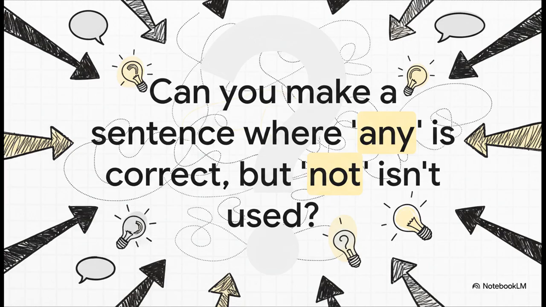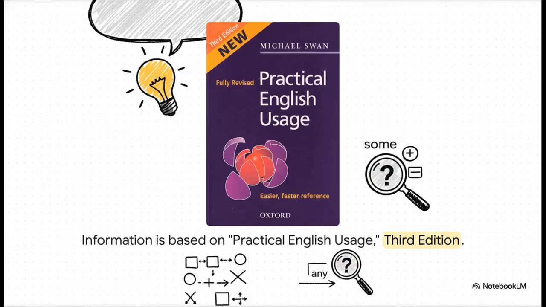So I'll leave you with a little challenge to really make this stick. Based on everything we just talked about, the hidden negatives and that free choice meaning, can you think of a sentence where any is the correct word but the word not doesn't appear? Give it a shot. It's a great way to check if you've really grasped the surprisingly flexible power of this one little word.